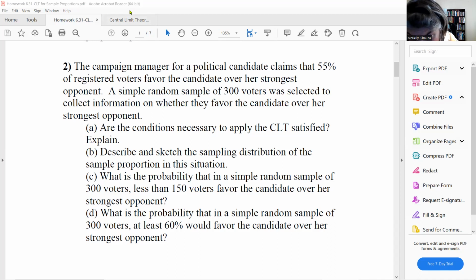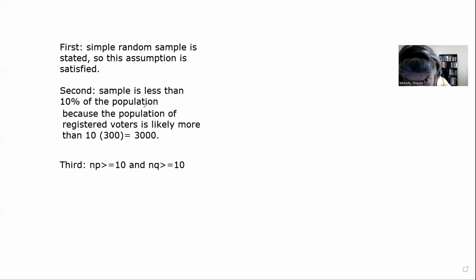So we're going to have 300 people times 0.55.